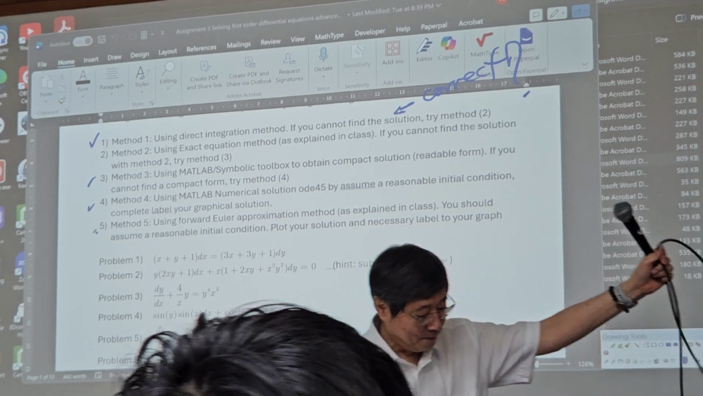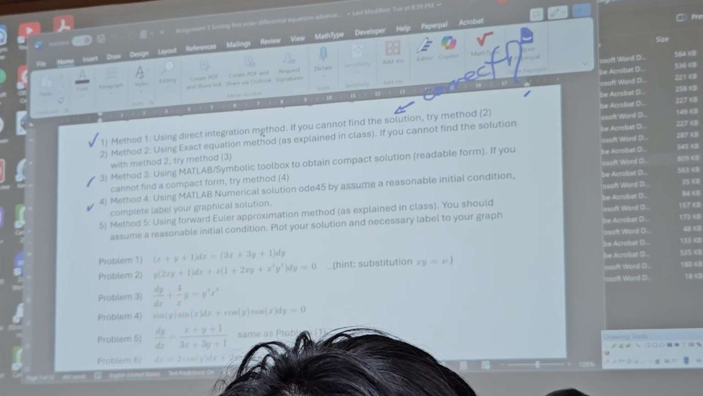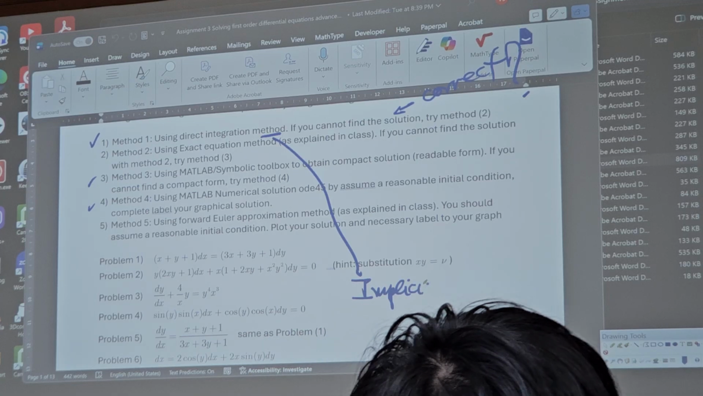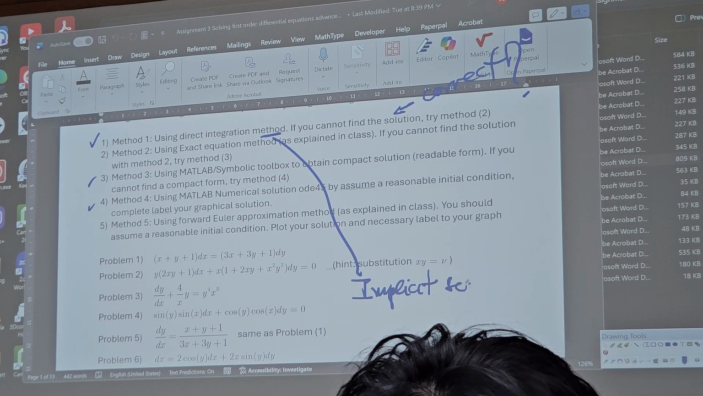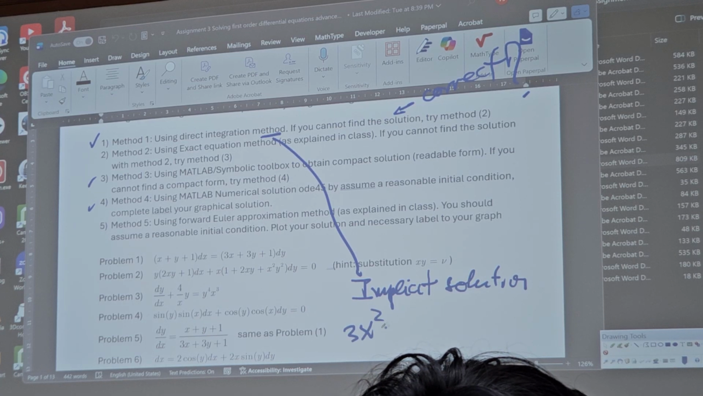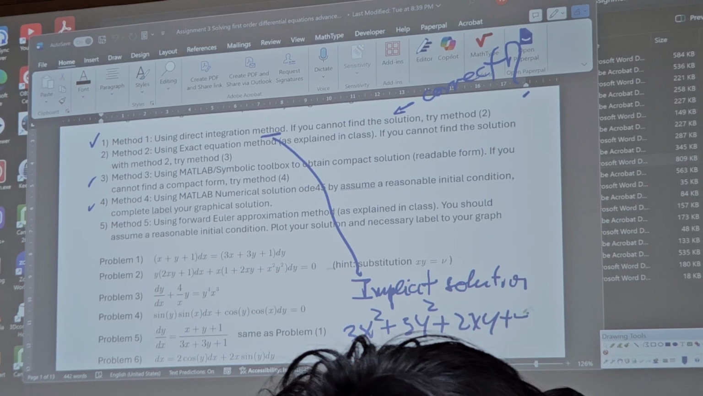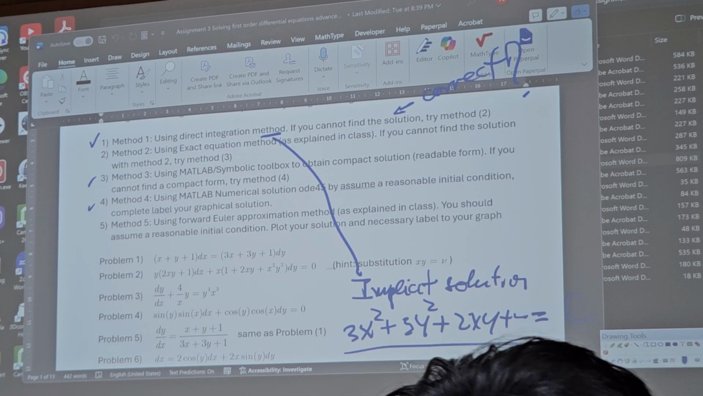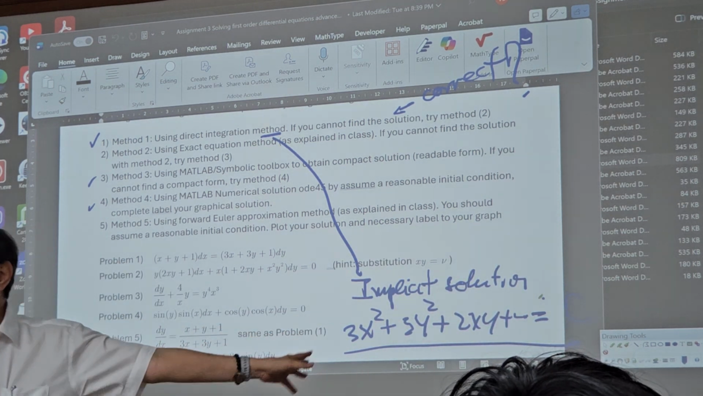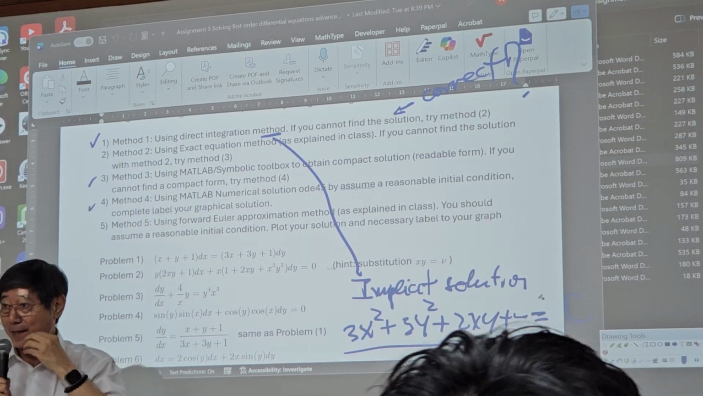Okay, but sometimes your solution is implicit. For example, 3x squared plus 3y squared plus 2xy plus whatever equals c. This one is implicit. How to compare this one to the numerical method?